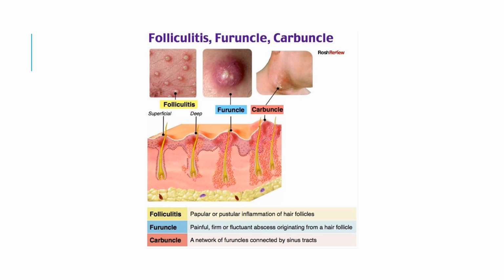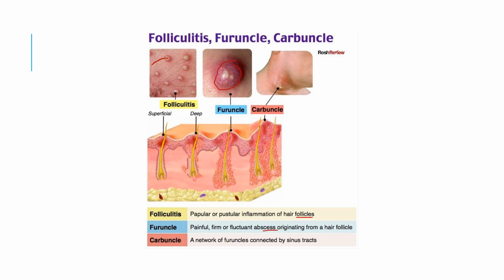So folliculitis is a papular or pustular inflammation of the hair follicles only. So they are very discrete, single things, and you can see here clearly that out of this pustule there is a hair coming out. That means it's a hair follicle. But furuncles are even more painful, firm or fluctuant abscesses, again originating from a single hair follicle. So that has now become an abscess.